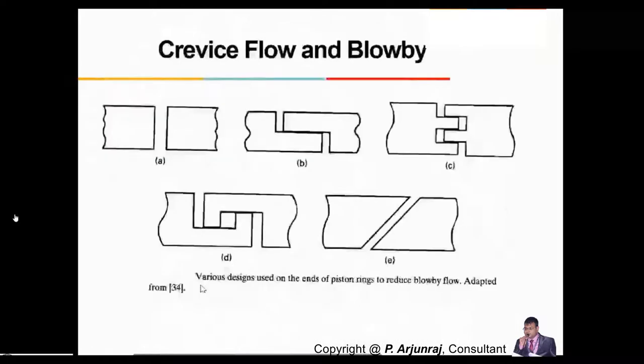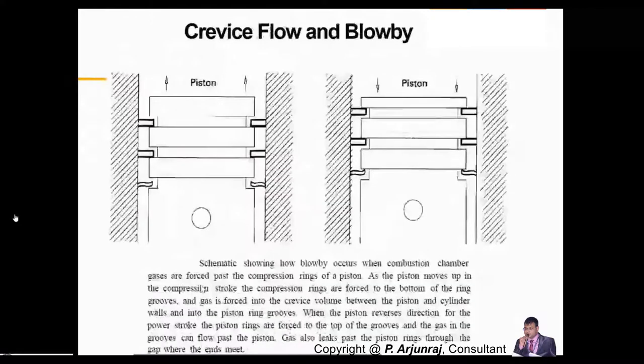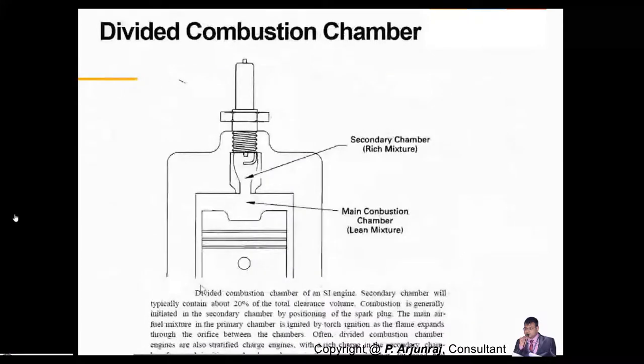You have two other very important types, called the divided combustion chamber and the crevice flow. One is the divided combustion chamber. Here, as I told you, you have two types of mixture, one is lean mixture and one is rich mixture. Lean mixture is the one where you have more air and less fuel, and the rich mixture is the one where you have more fuel and less air.